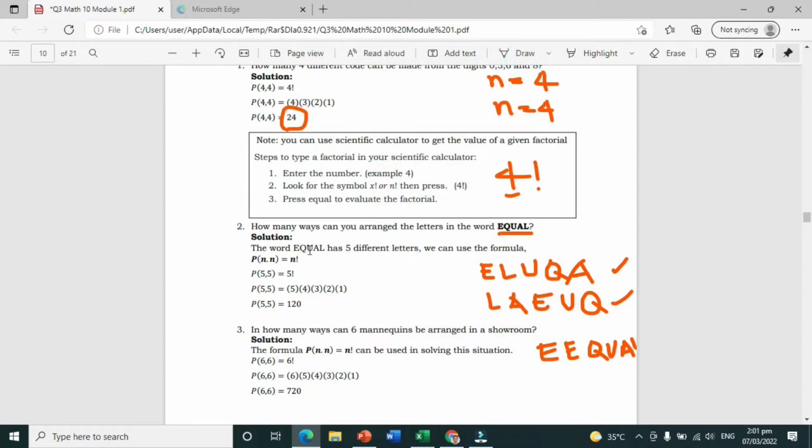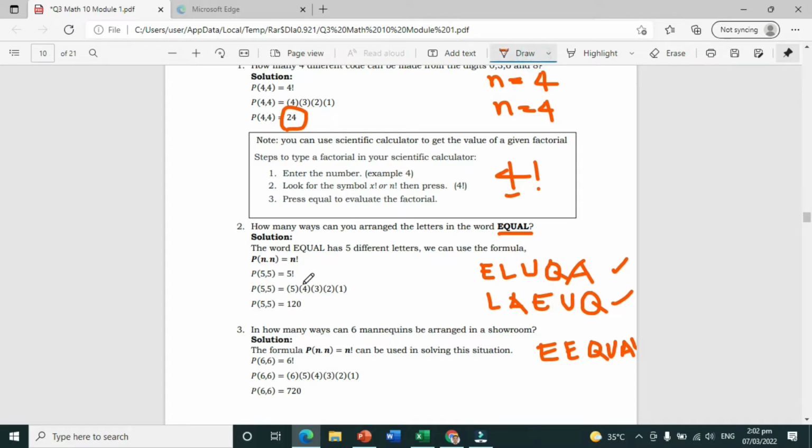So, the word EQUAL has 5 different letters. So, we can use the formula P(n,n) equals n factorial. Tingnan natin. We can only use P(n,n) equals n factorial kung ito lahat ng mga letters dapat makita sa arrangements. So, P(5,5). Since there are 5 letters in the word EQUAL, 5 rin yung dapat makita. Kunin natin ang mga letters. So, equals 5 factorial.